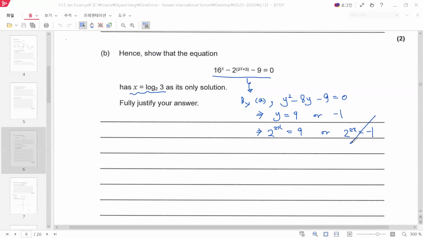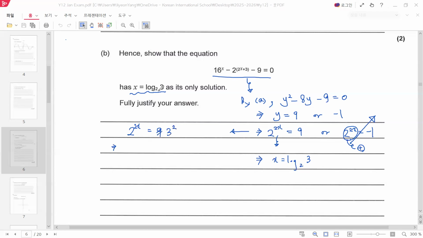But from here, of course, it's not possible, right? It doesn't work because 2 to the power of 2x is positive. Then let's see, even though you don't know how to solve this exponential equation, you can still use your calculator to solve for x as log 2, 3. Or I am going to show you how to solve this question. So 2 to the power of 2x equals 9, right? Which is actually 3 squared.